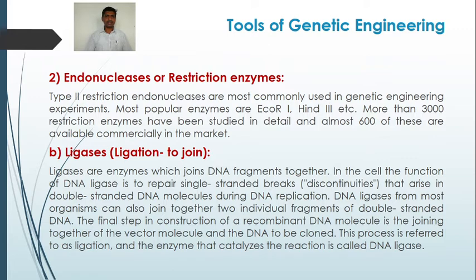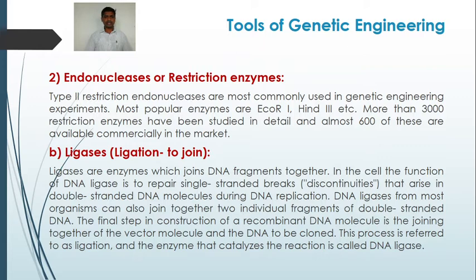After restriction endonucleases, in this lecture we are going to study the other two enzymes used in genetic engineering. These are DNA ligases and polymerases. The first one is the ligases. The literal meaning of ligase is to join. Ligation means to join. Joining adjacent nucleotides by the formation of a phosphodiester bond is catalyzed by the enzyme DNA ligase. So DNA ligases are the enzymes which join DNA fragments together.